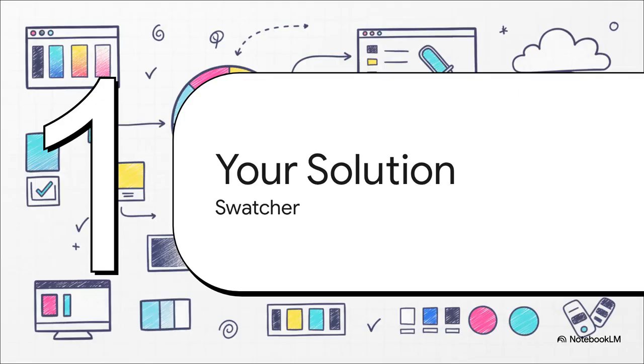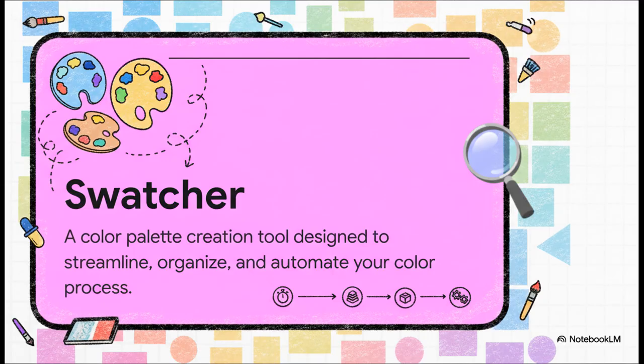But what if you could just make all that friction disappear? What if there was a tool designed specifically to make your color process smooth, organized, and maybe even automatic? Well, that's exactly what we're talking about today. Meet Swatcher.